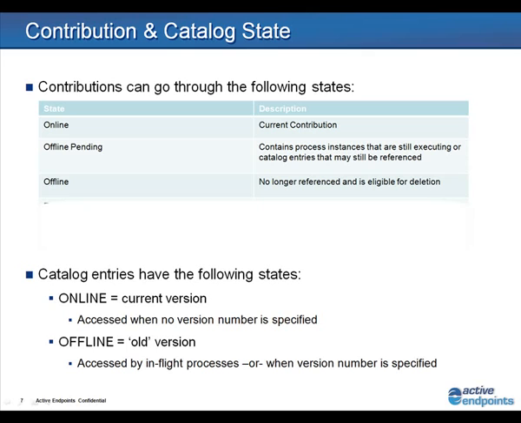After you deploy, your contribution will be in one of these states. Online indicates that the contribution is current. Offline pending lets you know that either older process instances are still executing or that the contribution is being imported by another contribution. Offline contributions are essentially old process deployments and they can be deleted. Individual catalog entries are either online or offline. Online resources are essentially the default for any running processes. Offline entries are also available, but primarily by in-flight processes that require that specific version number.